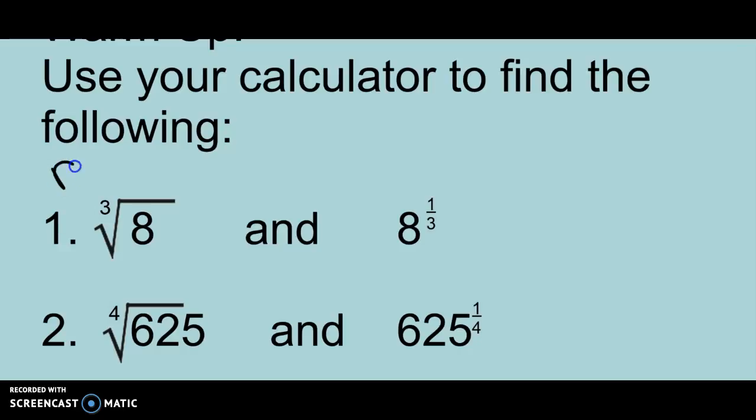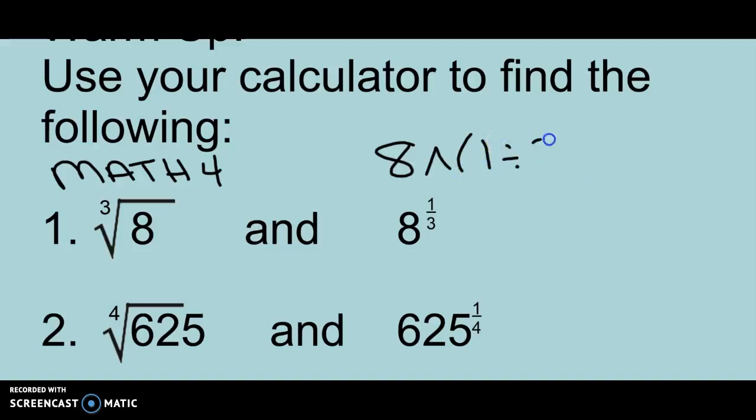The cube root on your calculator, I think, is math 4. And then you can do 8 to the 1/3 by typing 8 and then raising it to the 1 divided by 3. I'll give you a minute to do that. All right, so in this first one, you should have gotten a 2. And in the second one, you got a 2. Look at that. They come out the same.